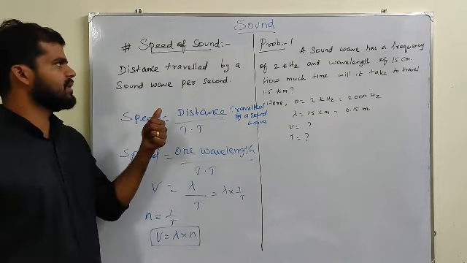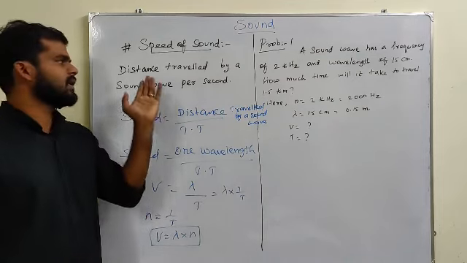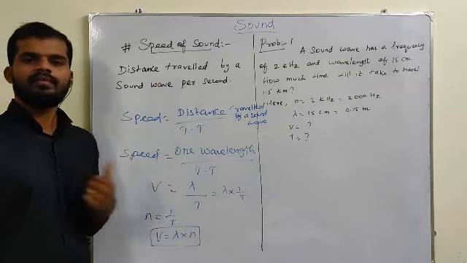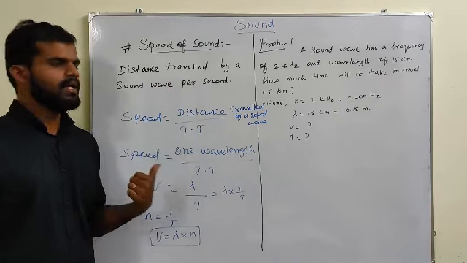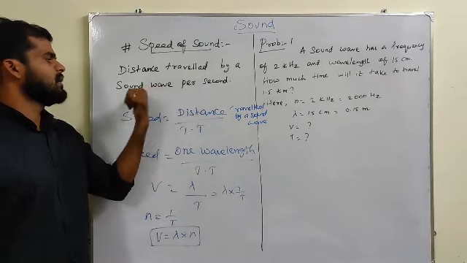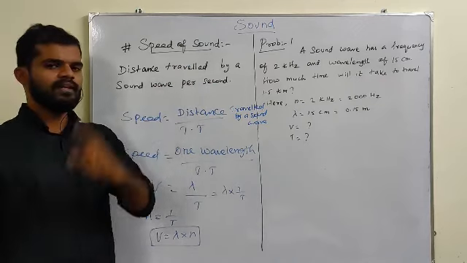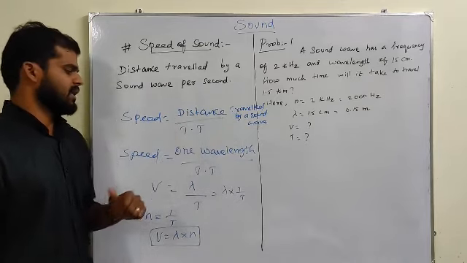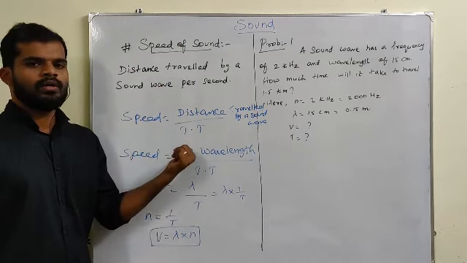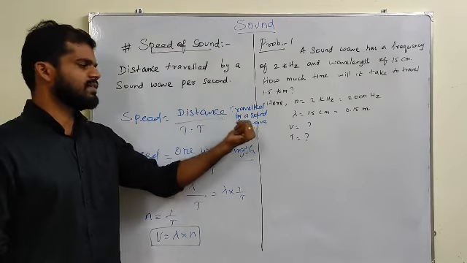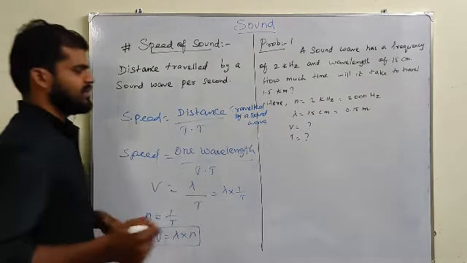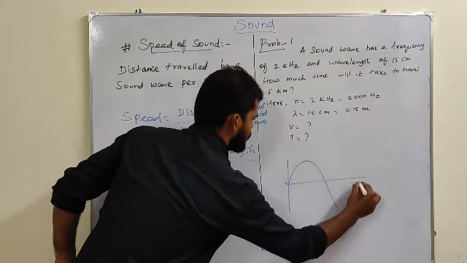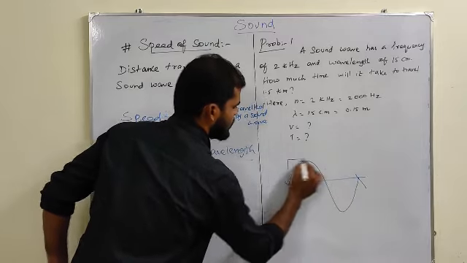So, once again I repeat this. Speed of sound is nothing but distance travelled by a sound wave per second. As you know very well, speed is equal to distance by time taken. Here we are going to discuss a sound wave, so we have to add only one word, that is distance travelled by a sound wave by time taken. So speed is equal to distance travelled by a sound wave, which is nothing but one wavelength. For example, it will be like this. So this is called one wavelength, lambda.